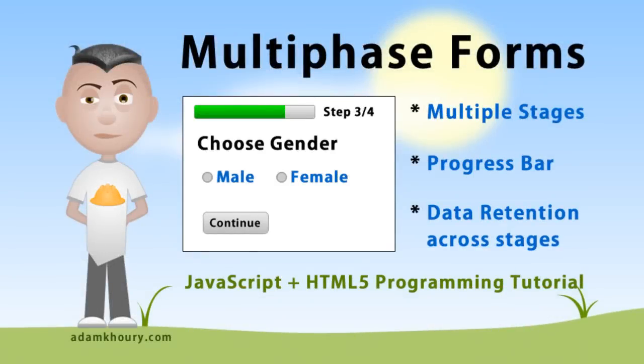Multi-phase forms are forms that have multiple steps or multiple stages, and they're ideal if you have a limited amount of space to dedicate to your form, or if the form that you have is very long, you might want to break it up into stages. Essentially, it could be used to display any HTML content in any custom sequence that you like.